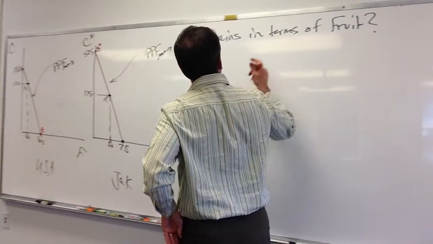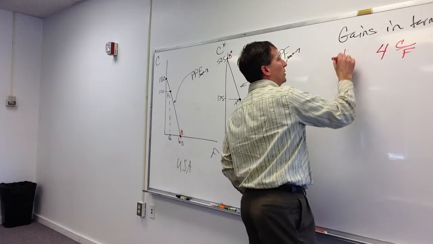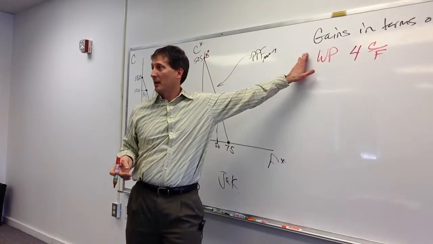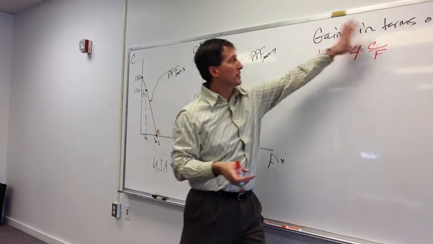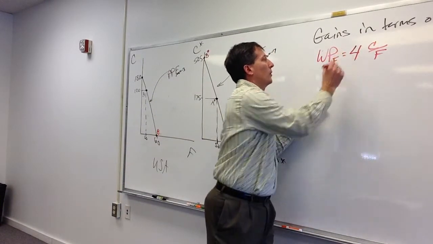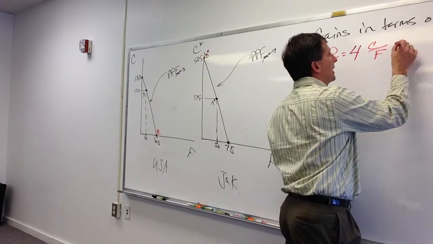4 computers for every fruit. Would you say that's the price of a computer or the price of a fruit? Fruit, right? So 4 computers equals 1 fruit. World price of fruit equals 4. We're also going to call that the terms of trade.